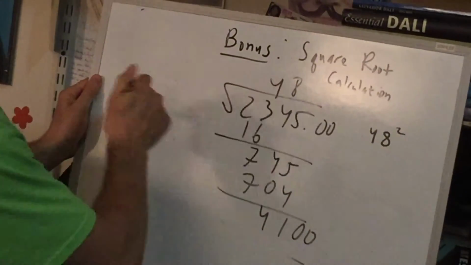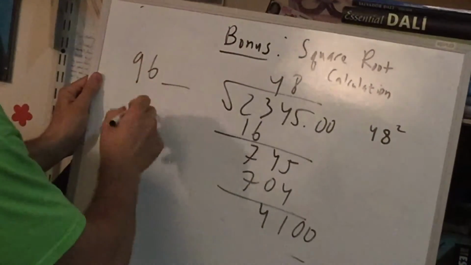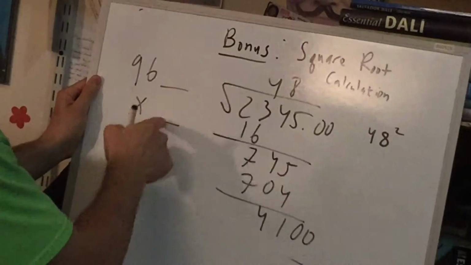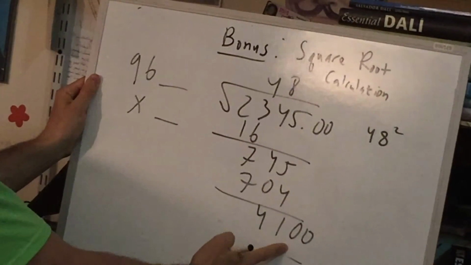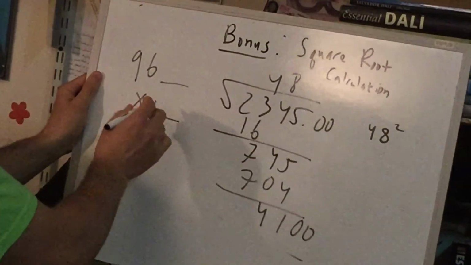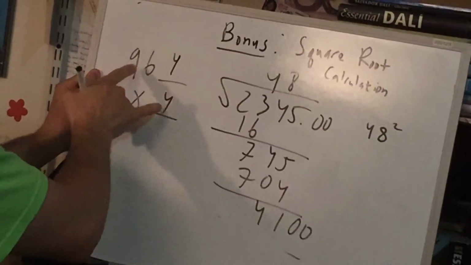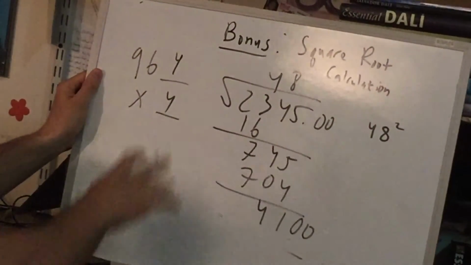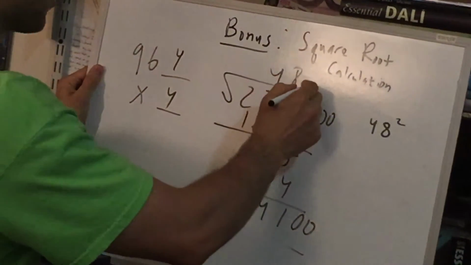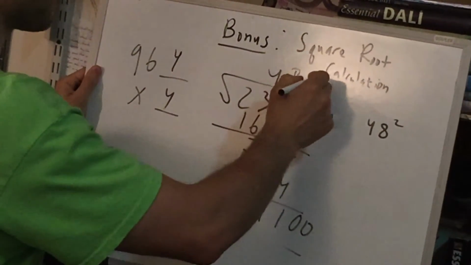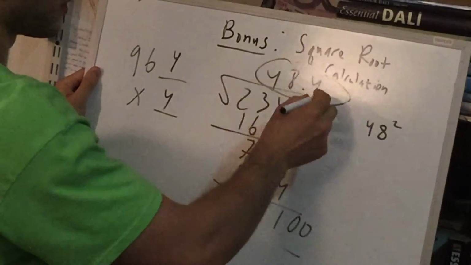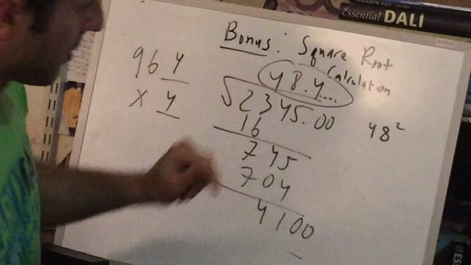So now we double the 48 and find 960 blank times blank gets us closest to 4100. So it seems 5 is too high. Let's try 4. That's 3600 and 240. Looks like it's going to work. I won't even bother doing it. So this would be 0.4. But it's going to keep on going forever.